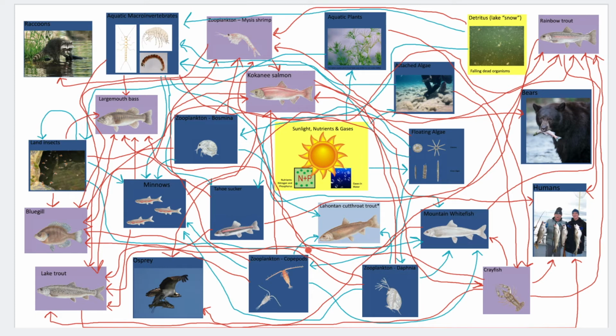We can also follow this arrow all the way up here to the mysis shrimp, also competing for the Daphnia, as well as the lake trout. And the last organism on this list that eats the Daphnia are the minnows. So a lot of those organisms are all competing for the same prey.